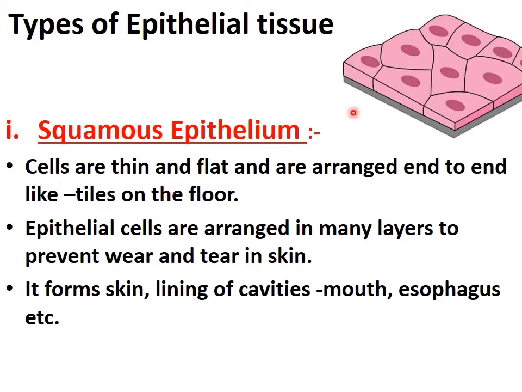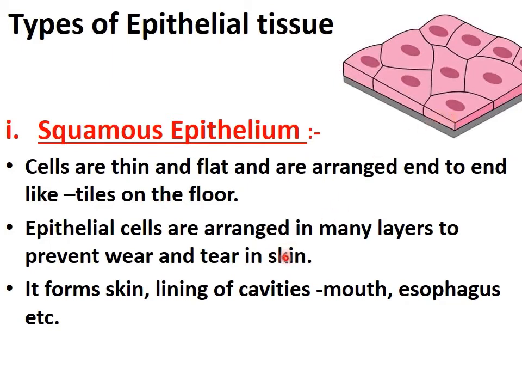Then second point is epithelial cells are arranged in many layers to prevent wear and tear in skin. I told you before also that this type of tissue is present in skin, inner lining of mouth, esophagus. So these are the locations where epithelial tissue is present. And it is arranged in many layers, as you can see in the diagram. Layers are there. So it prevents wear and tear in the skin.